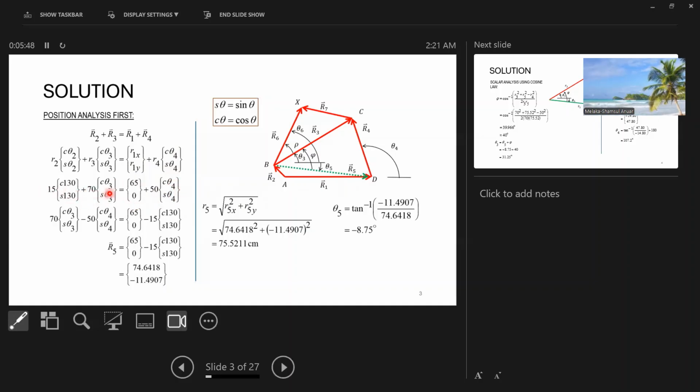So if you break it up into the top portion and the bottom portion, you can get two scalar equations. But from there, we also have four unknowns because our theta 3 and theta 4 are in cosine and sine for each of them. And that will practically give us four unknowns with two equations. So we cannot solve this very easily.